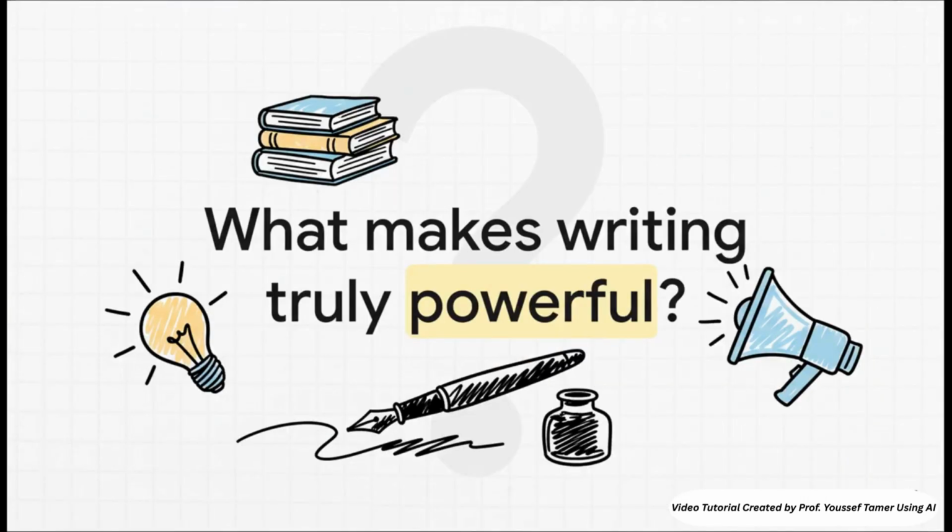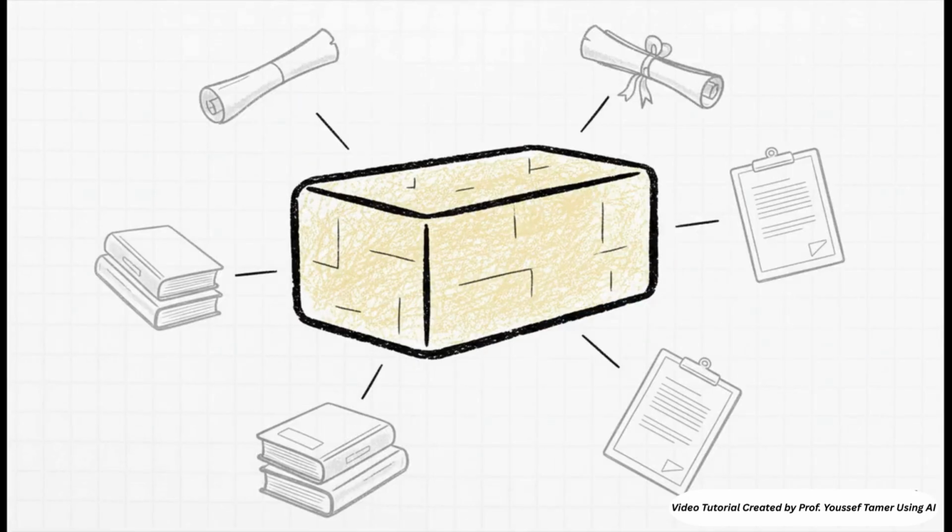So, let's start with the big question, right? What is it that separates kind of good writing from truly great writing? What gives words that clarity, that punch, that impact? Well, the answer is actually way simpler than you might think. It all starts right here, with this one single essential unit. Seriously, the paragraph is the foundation that every great essay, report, or story is built on. If you get this part right, everything else just kind of falls into place.